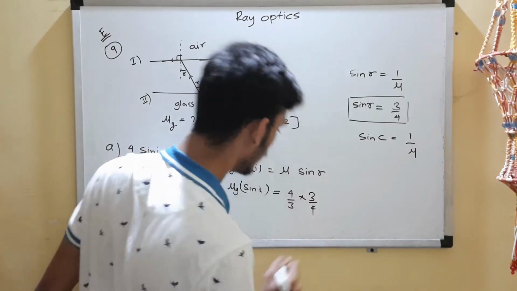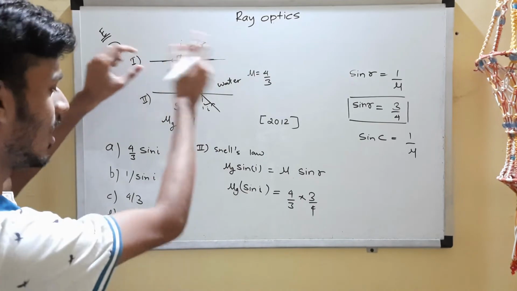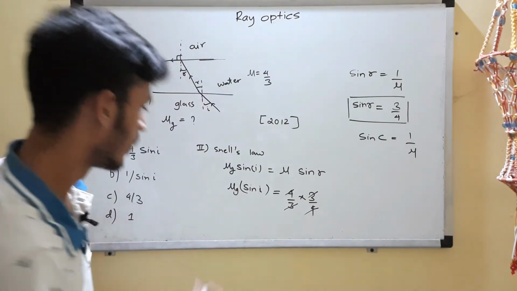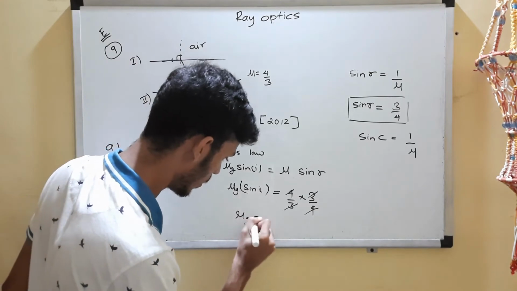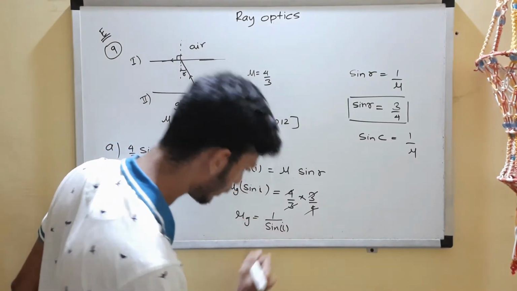Actually you could have done this question by directly ignoring this layer, but that would have been hacky, but this is the right way of doing it. So yeah, the answer is, the refractive index of glass is 1 by sine I.